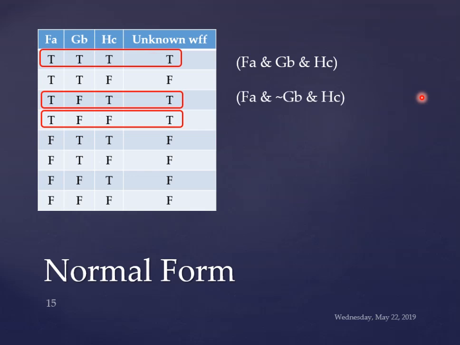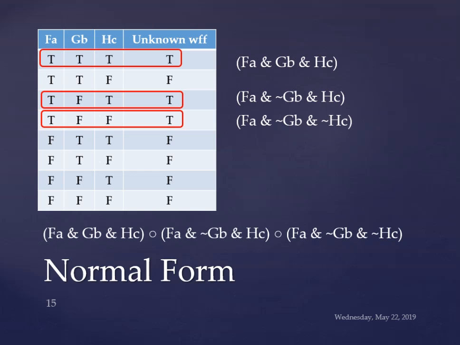In this one, GB is false. So I just got to note that FA is true. GB is false, so I put a negation in front of the GB. And then I have HC being true right here. Then the next row, now I have 2 falsehoods. GB and HC are false, so those get negated, but FA is all good. All right, so I now have 3 different possibilities that make this unknown formula true, and so I just represent them like so. I just connect them up with my little ORs like that. And so basically I'm done.